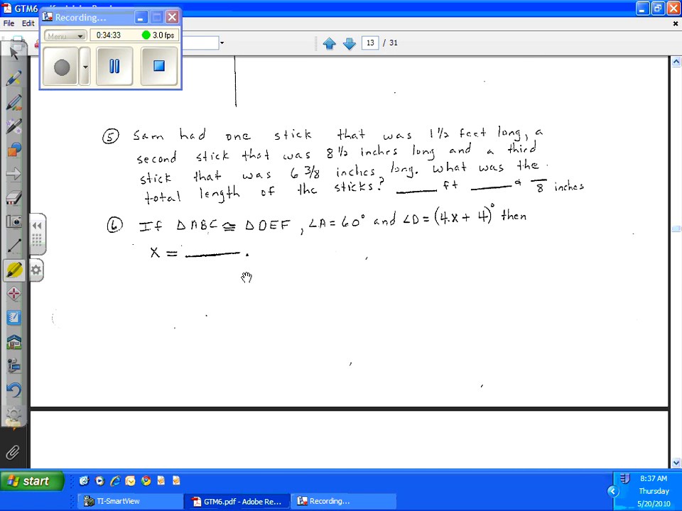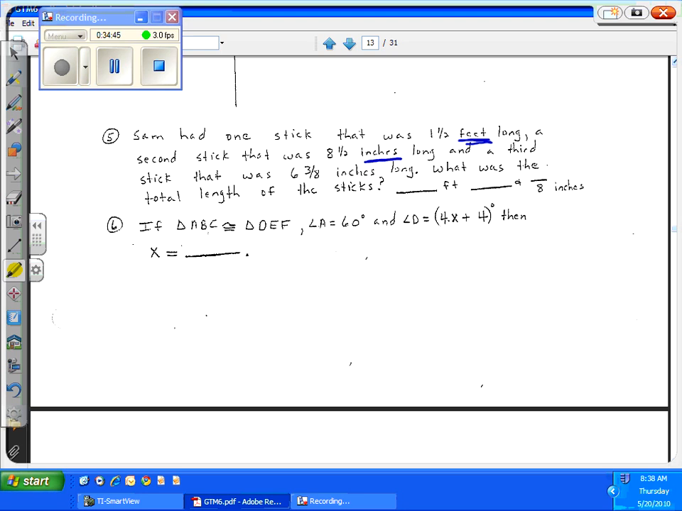Little bit of word problem stuff here. Sam had one stick that was 1.5 feet long, a second stick 8.5 inches long, a third stick that was 6 3/8 inches long. What was the total length of the 3 sticks? Notice this one's measured in feet, this one's measured in inches, this one's measured in inches. What I would do is convert this to inches, and then add them all up, and then convert back to feet when you get that answer. And we've talked about dimensional analysis and all, so you should be able to handle that.